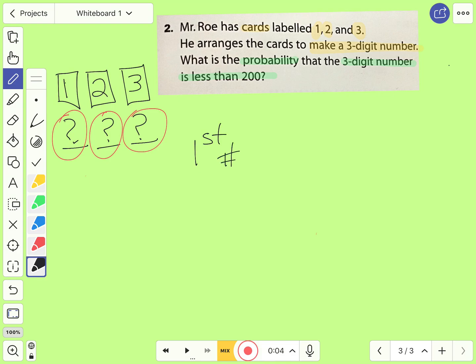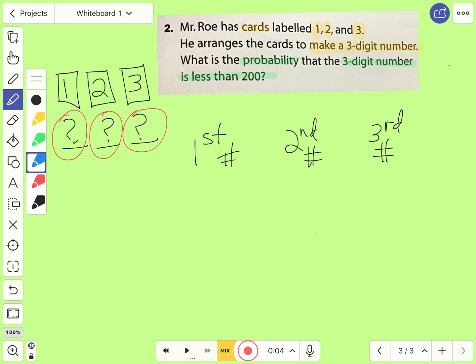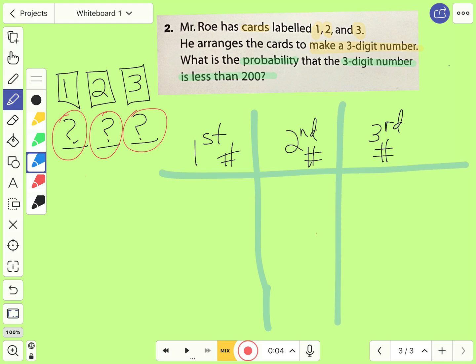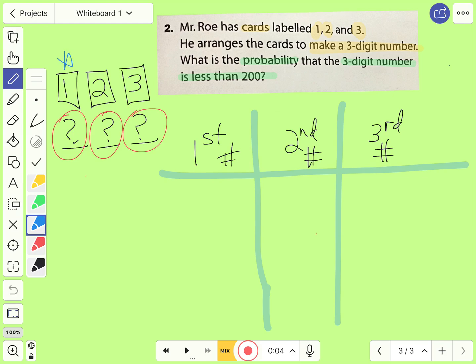Okay, so this column will be the first number, the next column the second number, and the last column will be the third number. And just like I did in your math group, I'm going to make columns with that. The first thing is I'm going to start with the first number, and I'm going to start with number 1. And I'm going to say to myself, if number 1 is the first card, what are the options for the second number?